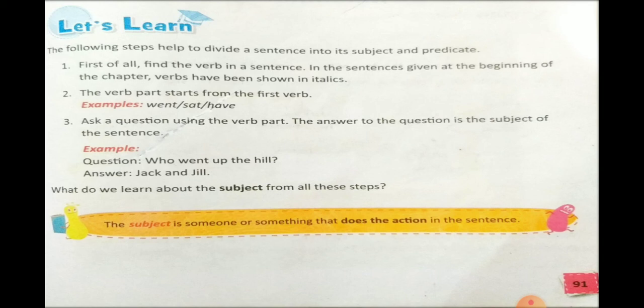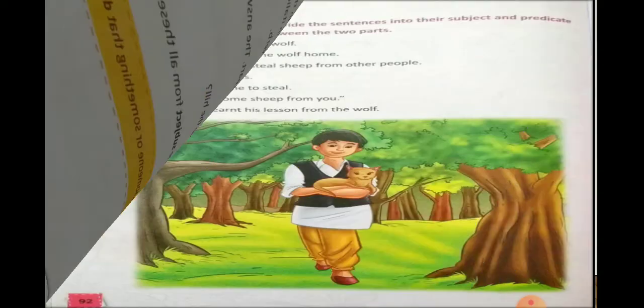So what do we learn about the subject from all these steps? The subject is someone or something that does the action in the sentence. So the subject is the doer of the action. I hope this much is clear to you.